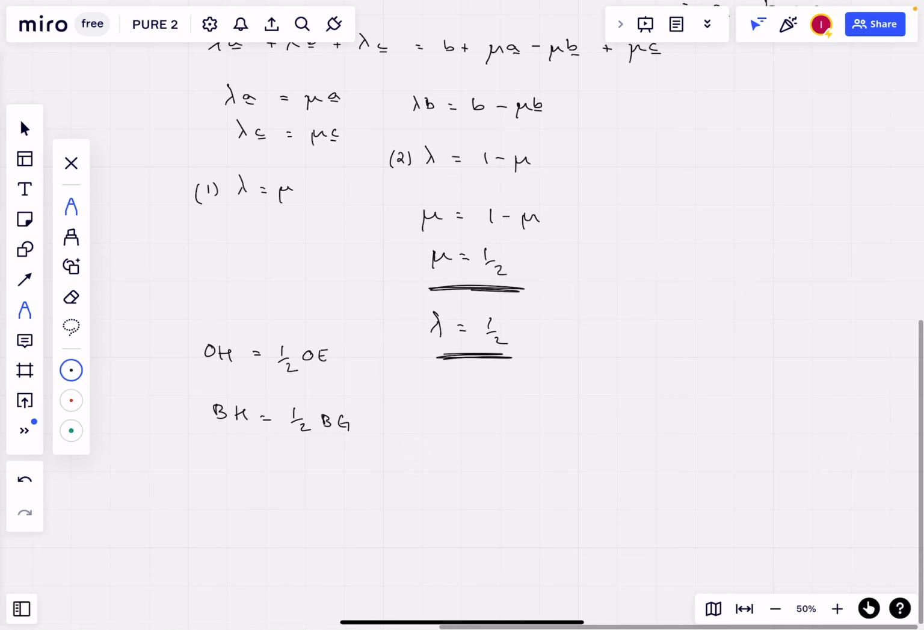That's it. Vector problems in 3 dimensions.